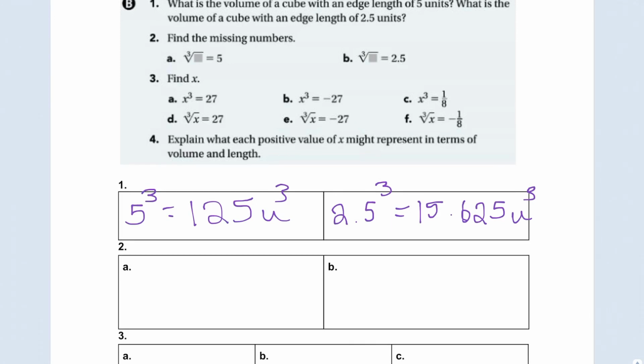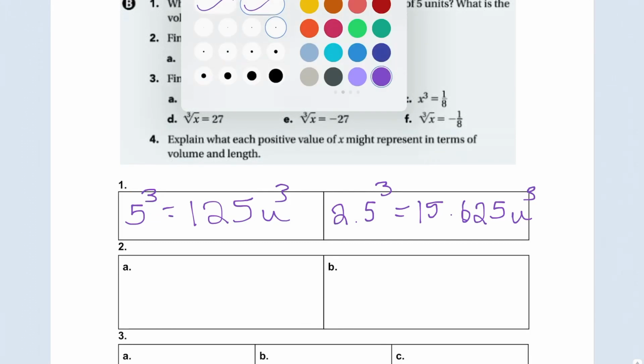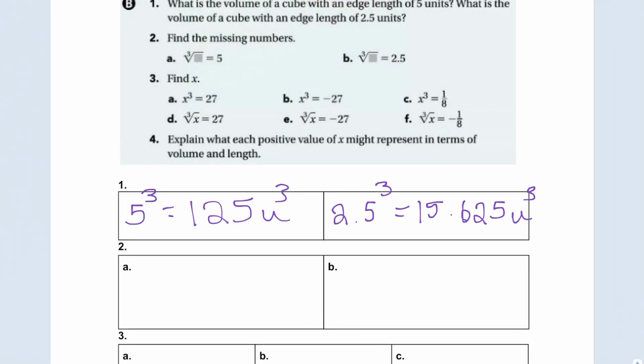So we need to think about the relationship between a cube root and x cubed. It is very, very similar to the relationship between the square root and x squared. And that relationship, hopefully you guys remember, is that they are inverse operations of each other. Okay, so we're going to take a look. We need to find the missing numbers here.